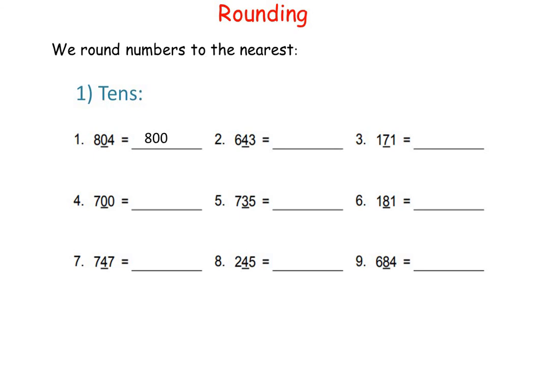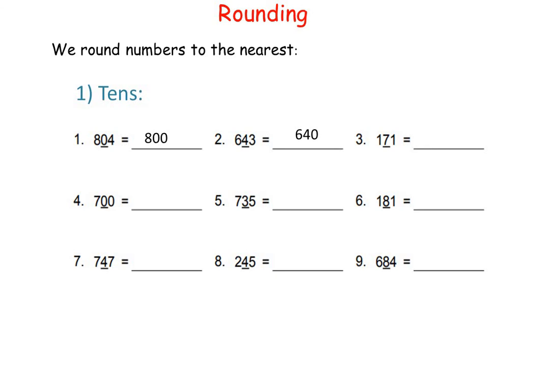Now here, number 2, I have 643. Okay, underline number 4, which is the tens place. Then look to the next number. It's 3. It's a weak number. It will help me keep the same. So I will write 600. It will stay the same. 40 will stay the same, and 3 is going to be 0.